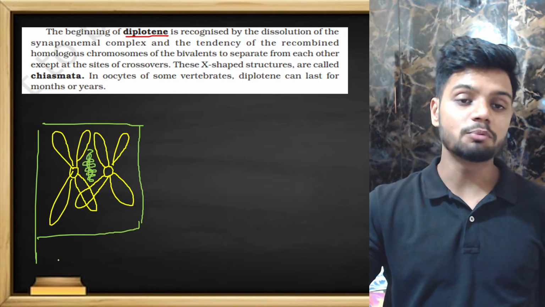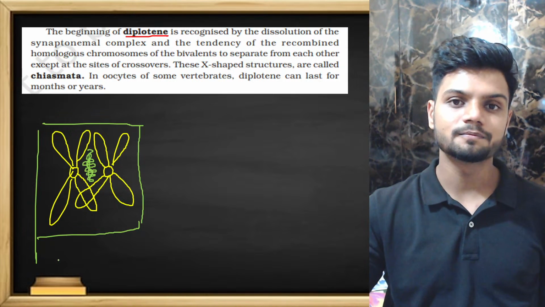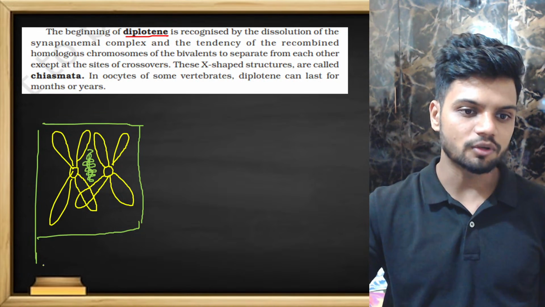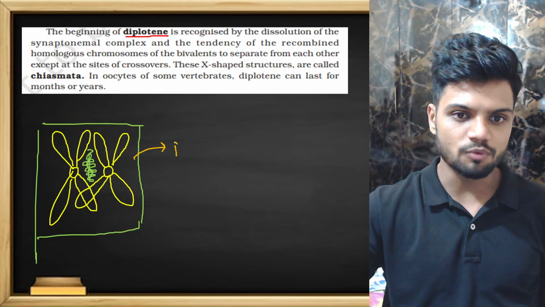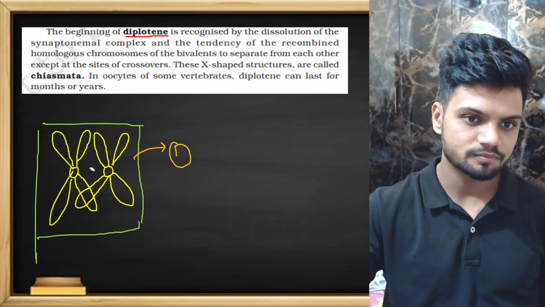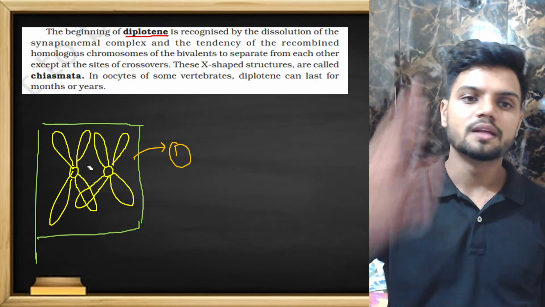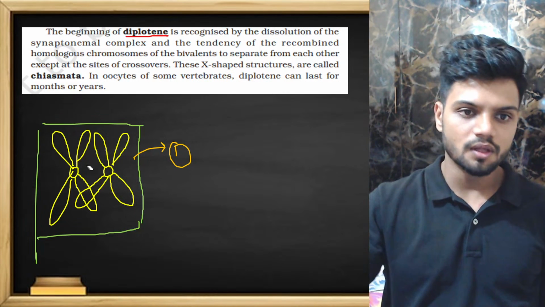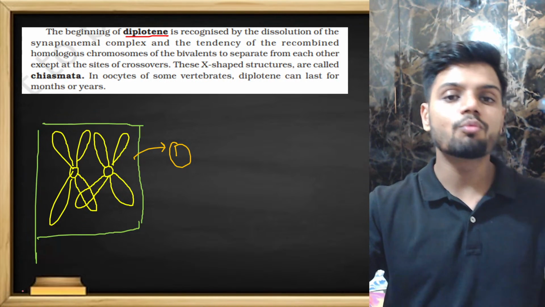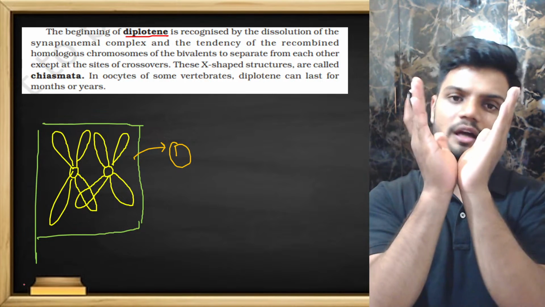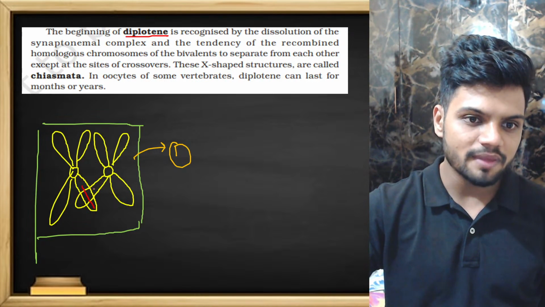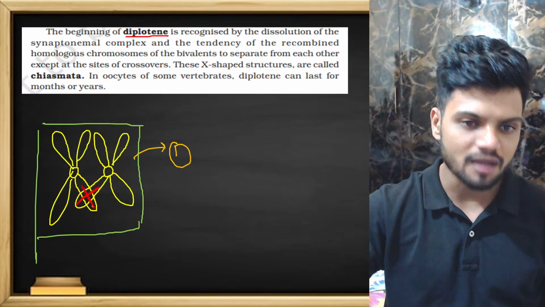Now in diplotene, what happens, students? The first step in diplotene is dissolving the entire synaptonemal complex. The first step is nothing but dissolution of the synaptonemal complex. Everything is gone. The synaptonemal complex is gone, and the two chromosomes are free except at one point. That one point here, can you see? This point right here, where it makes an X mark.